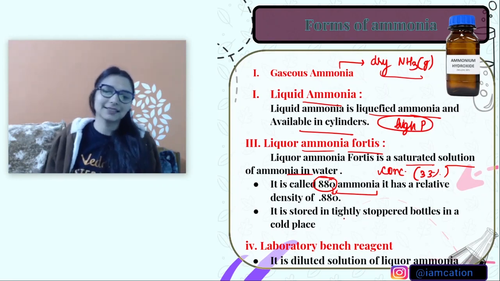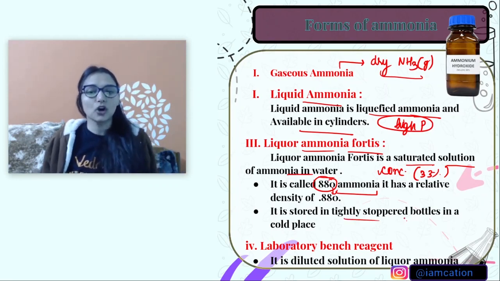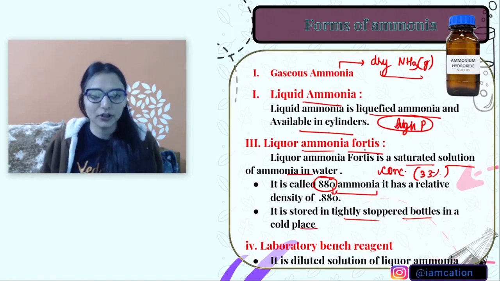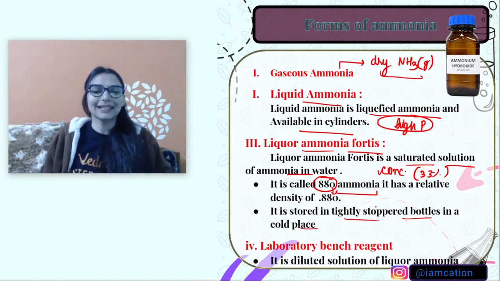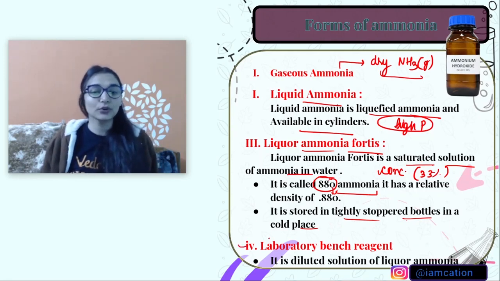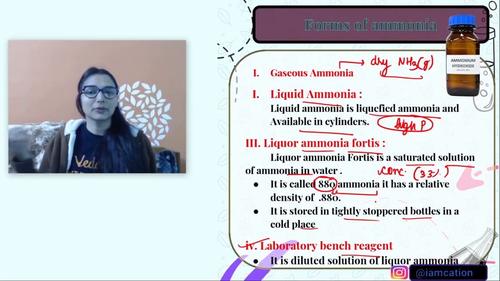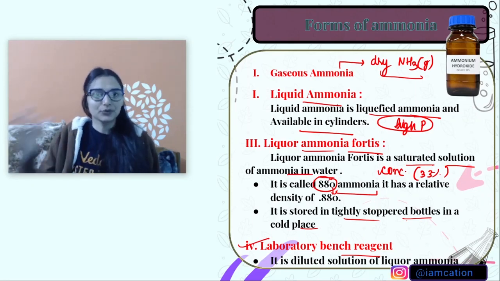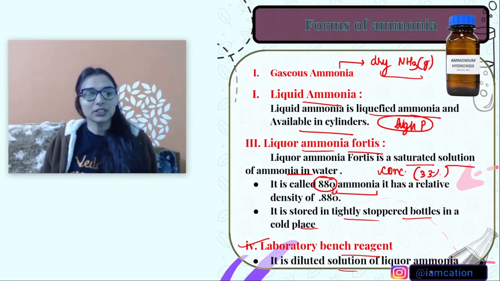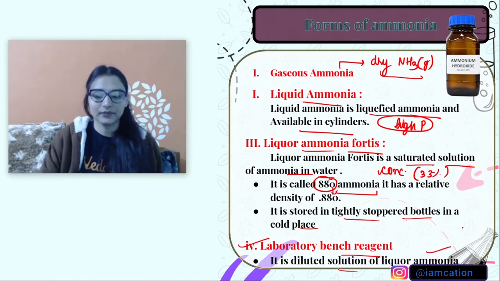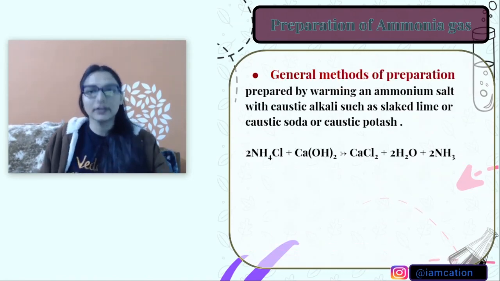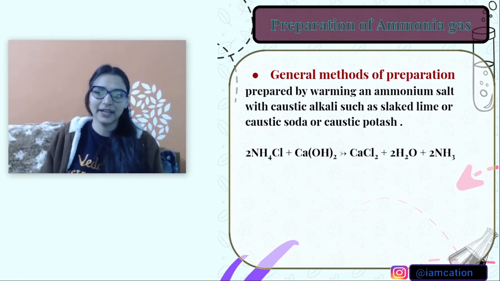This is stored in tightly stoppered bottles in cool places, so you don't need a very high temperature. Just a normal cold place is fine. And the fourth one is the laboratory bench reagent. That is what you've seen in chemistry labs, kept over the benches. That is the dilute solution of the liquor ammonia. Because liquor ammonia is quite concentrated, this is the dilute one, right?